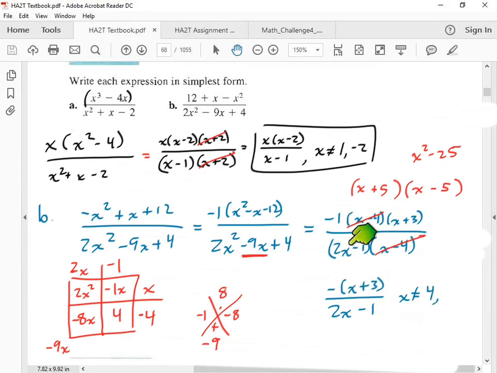What can I plug into this one to make it 0? 1/2. Now, if you don't see 1/2 right away, you would set it equal to 0 and then solve it. Add 1 to both sides, and then you would get 2x equals 1. Then you divide both sides by 2, and you get your 1/2. There you go. Thank you.